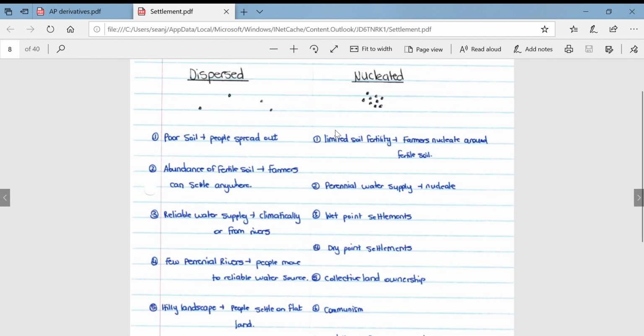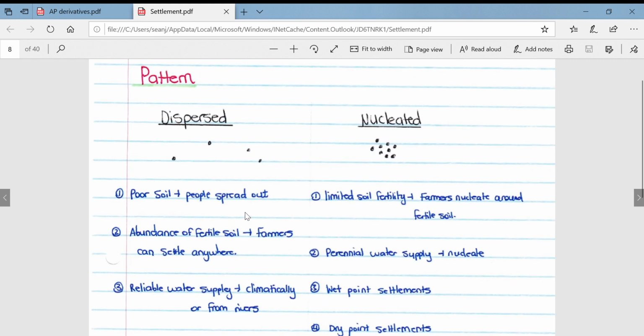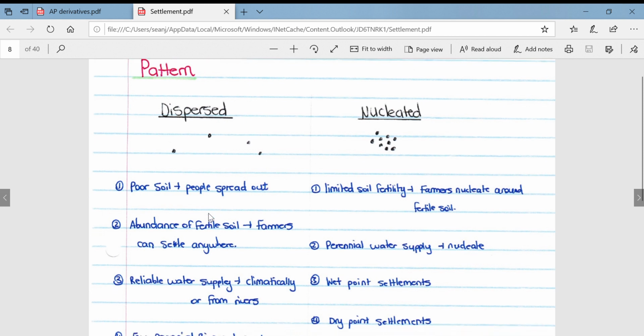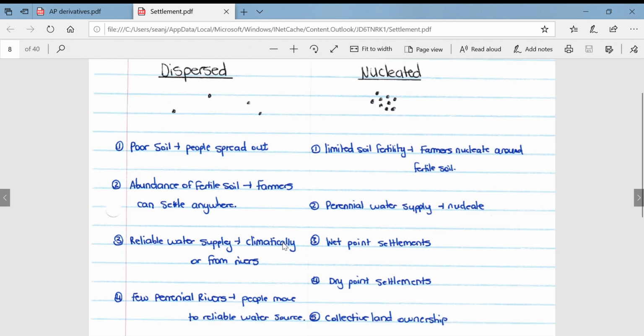When we're looking at pattern with regards to rural settlements, we can either have a dispersed settlement with multiple houses far away from each other, or a nucleated settlement where a lot of houses are clustered together. In terms of some of the factors that promote each of the patterns, factors promoting a dispersed sort of pattern in a rural settlement: poor soil, so people spread out in search of the little fertile soil that there is. There can also, on the contrary, be an abundance of fertile soil, so there's no need for the farmers to nucleate together. They can settle anywhere.